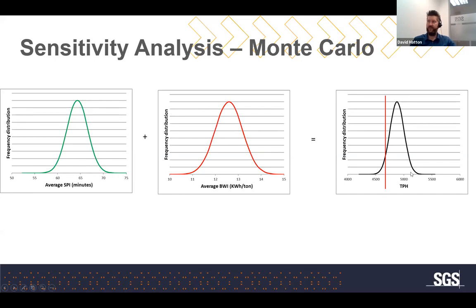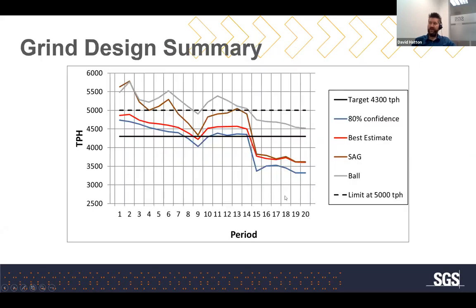So as an example here, the red line indicates 90% confidence. And so 90% of our results, or our simulations, or our possible results for that average block for that particular year are above this throughput. Putting this together back on our grind design summary graph, we now have this blue line. So that's our 80% confidence level for our best estimate as shown in red. And we can play around with different parameters.